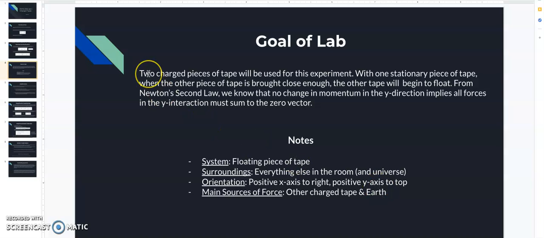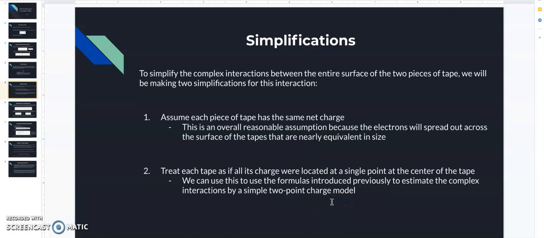The goal of this lab is that we're looking at two charged pieces of tape, and with one stationary piece of tape, when the other piece of tape is brought close enough to it, the other tape will begin to float. From Newton's second law, or the momentum principle, we know that no change in momentum in the y direction implies all forces in the y direction must sum to the zero vector. A few notes: the system is the floating piece of tape, with everything else in the room and the universe being the surroundings. For orientation, positive x is to the right and positive y is above, and the main sources of force are the other charged piece of tape and the Earth.